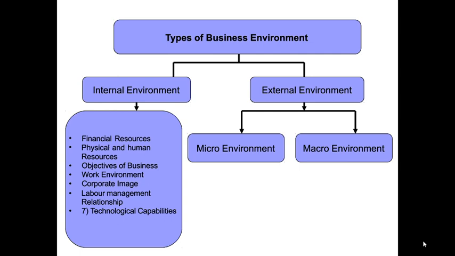Okay, so if I were to say, what are some of the examples of internal environment? They are financial resources. So what are the financial positions or financial things happening in your company? Physical and human resources. What are physical and human resources? It's your personnel who are working inside the company, that is your employees. Okay, objectives of business. What is the main objective, or the goal of your business, or the mission, vision of your business? That will come under internal environment.